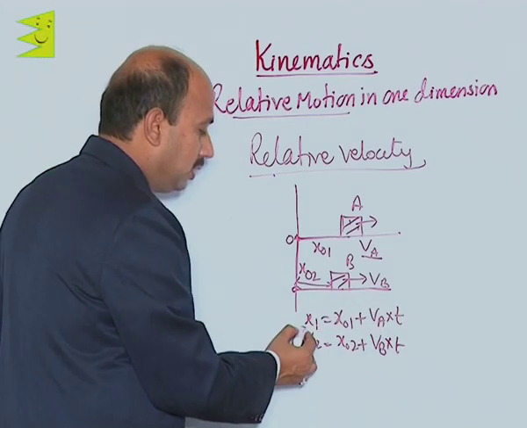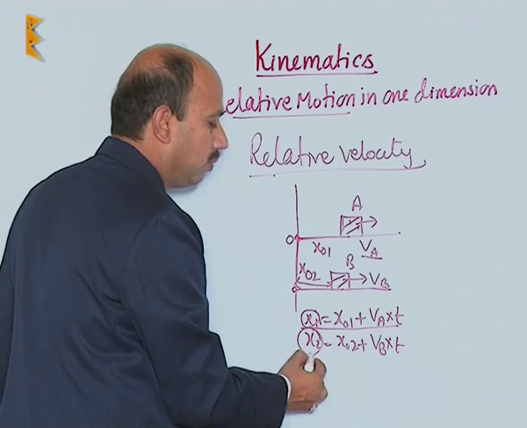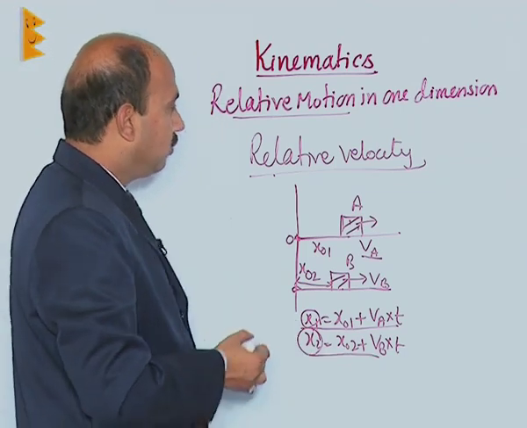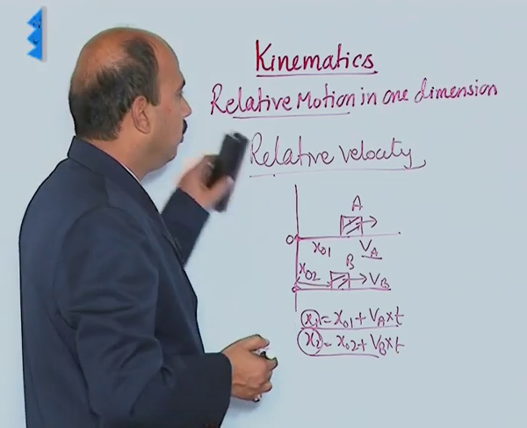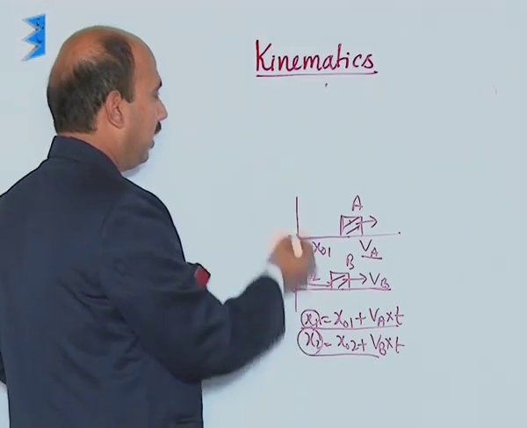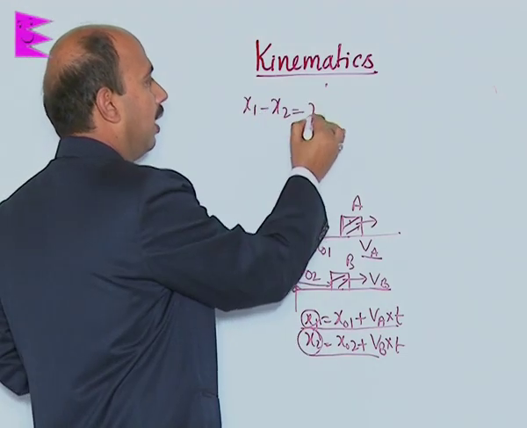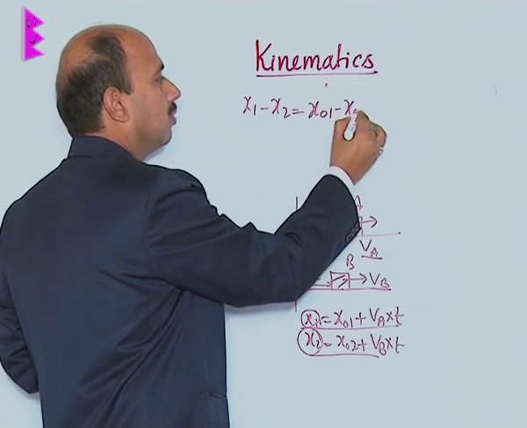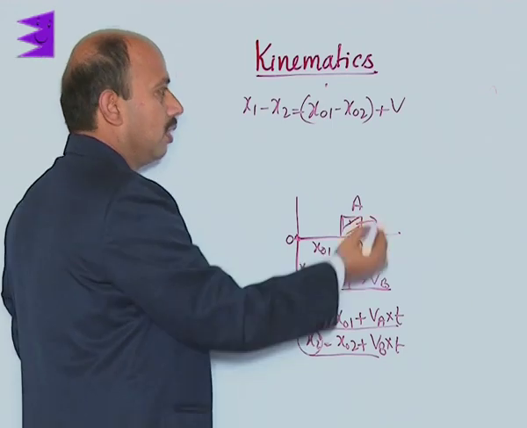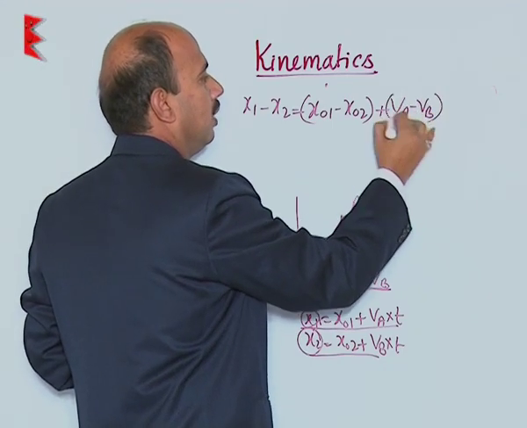This is the final position x1 at time t, and this is the final position x2 for body B at time t. Now, if you subtract these two, you will get x1 minus x2 equal to x naught 1 minus x naught 2 plus (VA minus VB) into t.